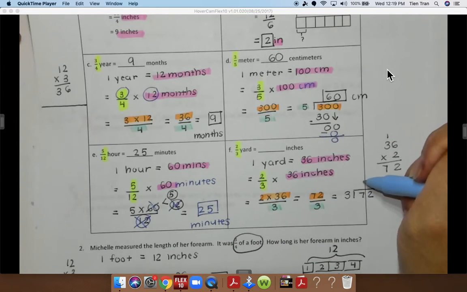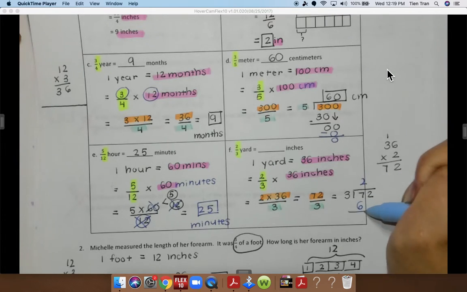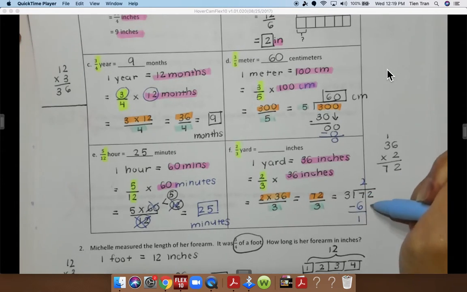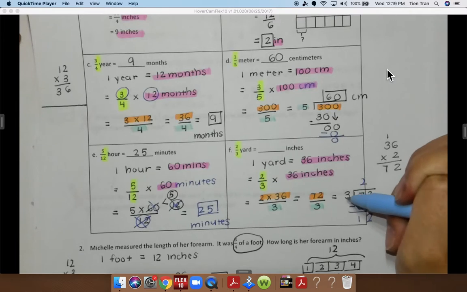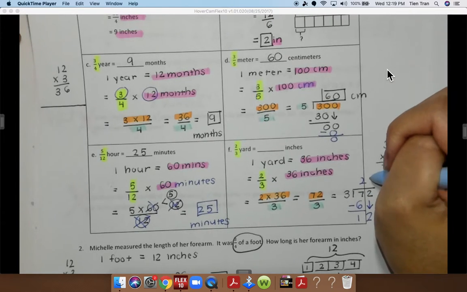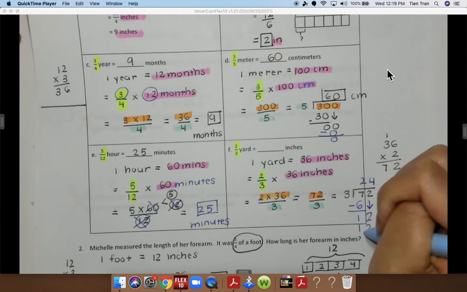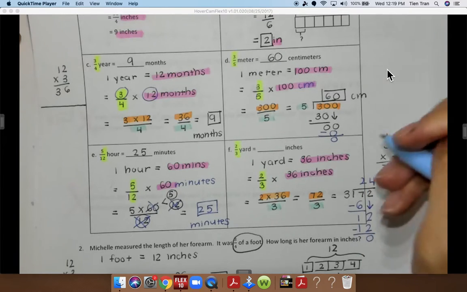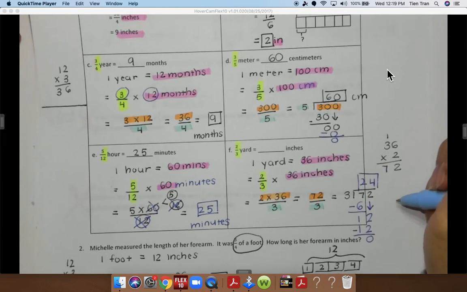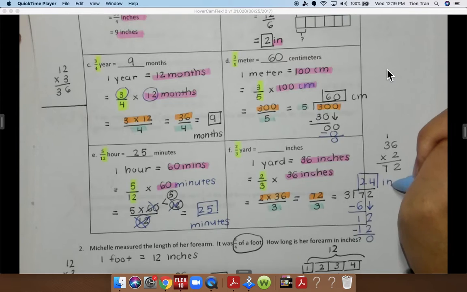3 can go into 7 2 times. 7 minus 6 is equal to 1. Bring down your 2. 3 can go into 12 4 times. 12 minus 12 is equal to 0. So my final answer is 24 inches.